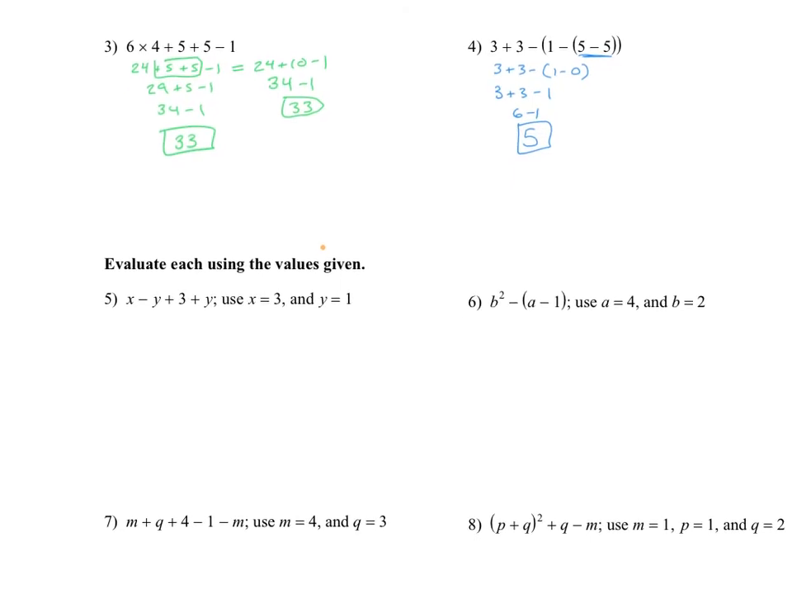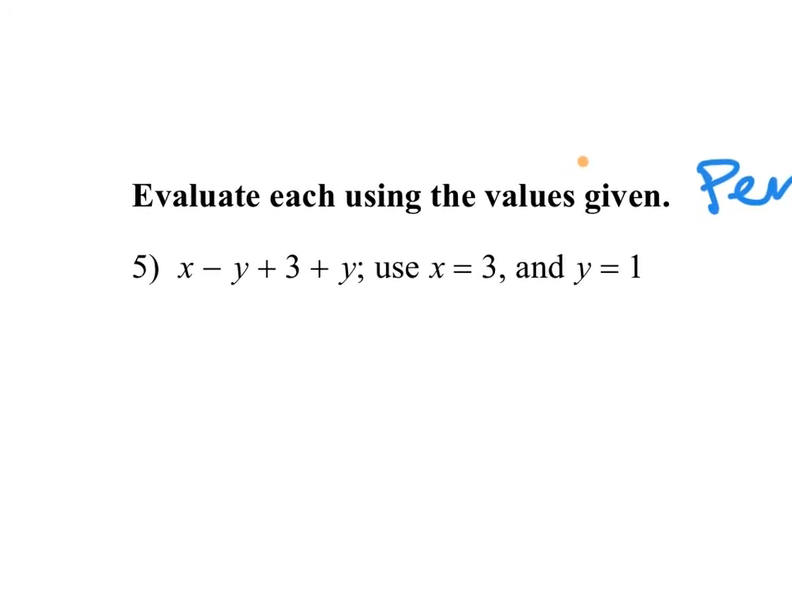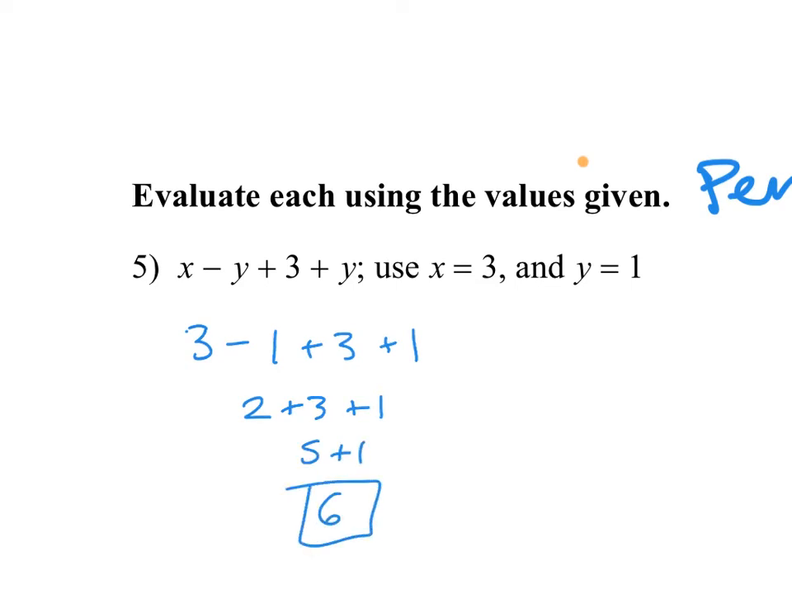All right. Again, for this next section, we're using PEMDAS, but we are plugging in our variables. So we need to plug in our x and plug in our y. So we plug in 3 for x and 1 for y. And then we just solve. So here we only have addition and subtraction, so we're just going to go left to right. 3 minus 1 is 2. 2 plus 3 is 5. And 5 plus 1 is 6.